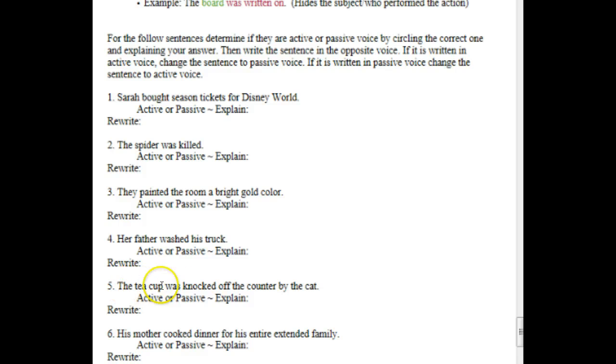Like in number 5, the teacup was knocked off the counter by the cat. Subject, the teacup; was knocked becomes your verb phrase. Off the counter actually is a prepositional phrase. And then by the cat is actually a prepositional phrase functioning adverbially. Whew, you even tested me a little bit on this one. So make sure that you tighten up your conversation on that one a little bit, okay?